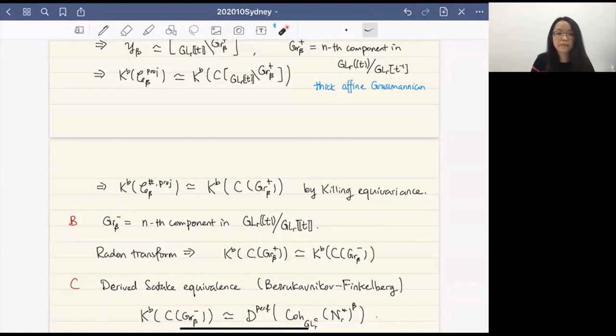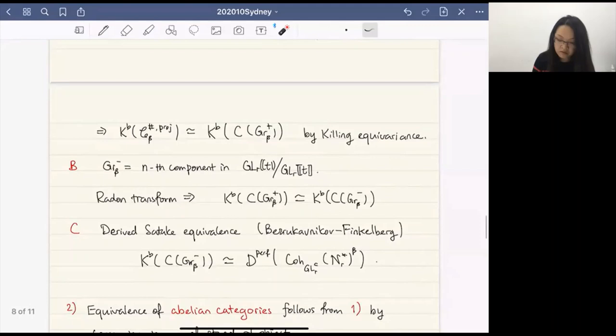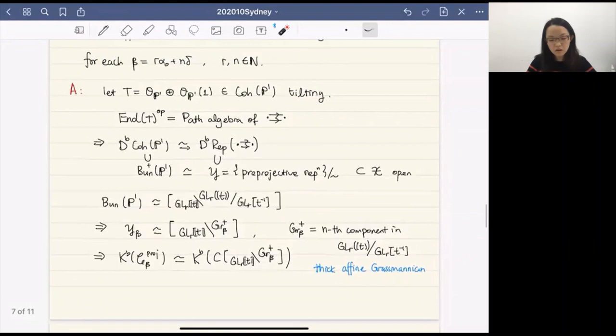And finally, using Bezrukavnikov and Finkelberg's derived Satake equivalence, you can show that there is a derived equivalence between the homotopy category of this thing and the derived category of perfect complexes of coherent sheaves on this nilpotent cone. Okay, so these are how the equivalences are constructed.